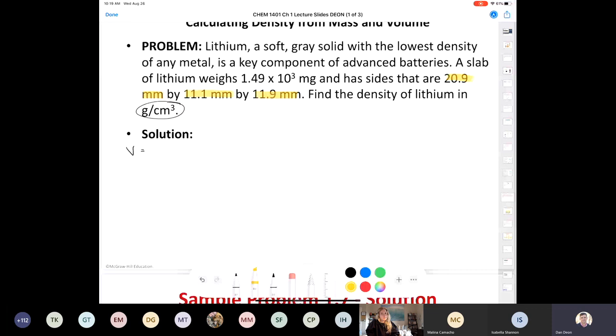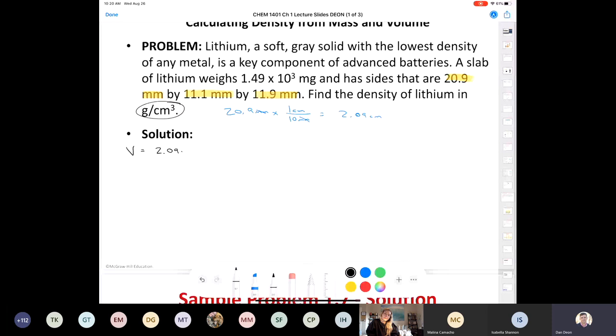I'll show you an example. I don't want to go too fast. If I have 20.9 millimeters, and I know that there's 10 millimeters in 1 centimeter, I end up with 2.09 centimeters. So our volume is going to be equal to 2.09 centimeters multiplied by 1.11 centimeters multiplied by 1.19 centimeters, like that.